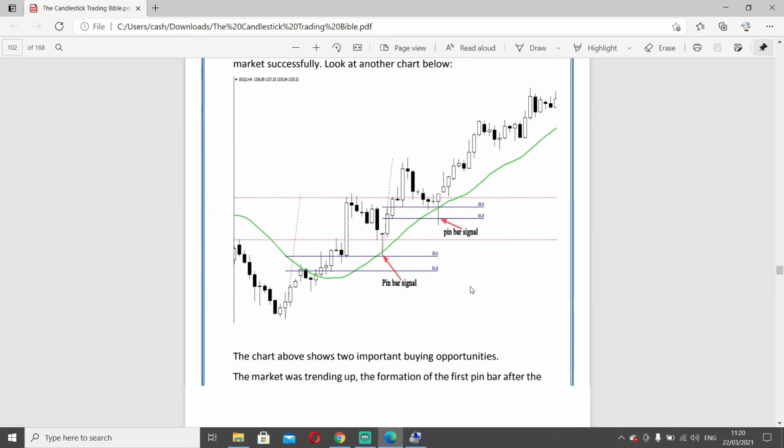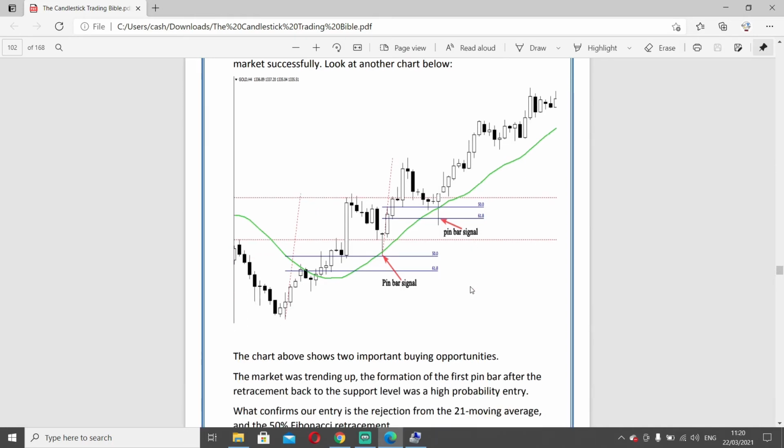So the chart above shows two important buying opportunities. Let's just break it down quickly. Price was coming down, it rejected, and it began an uptrend, creating higher highs and higher lows, again and again. As you can see, at many points in time there were pin bars forming continuously. And if we were to put this down as a level, this would have been a good entry point because price was going up, it did a little bit of a pullback, and then it broke its own highs.